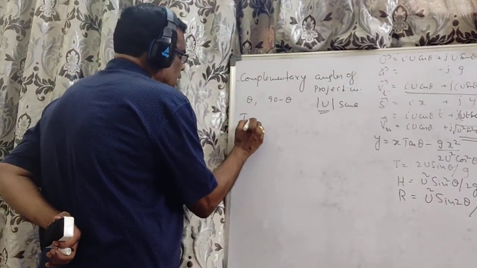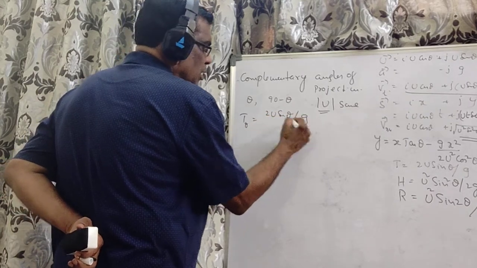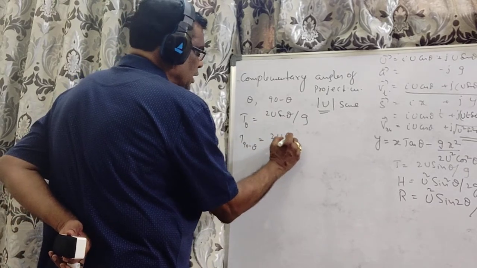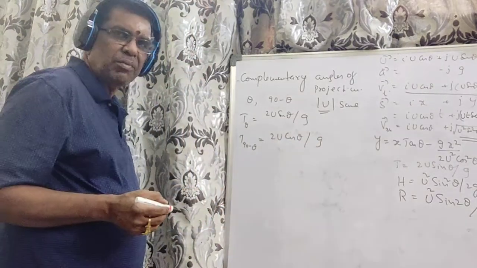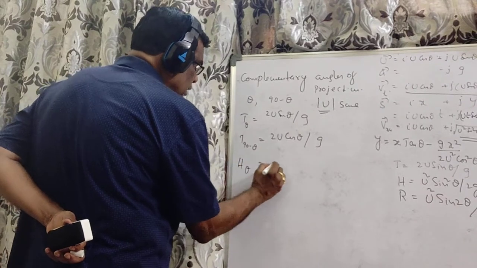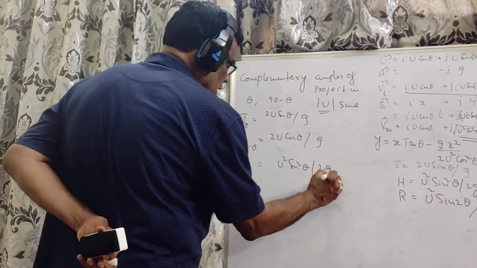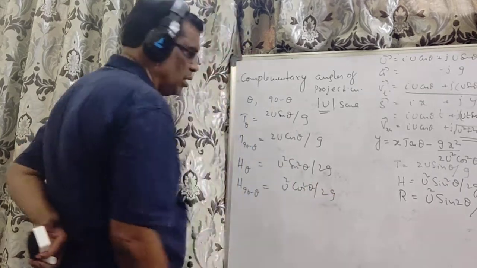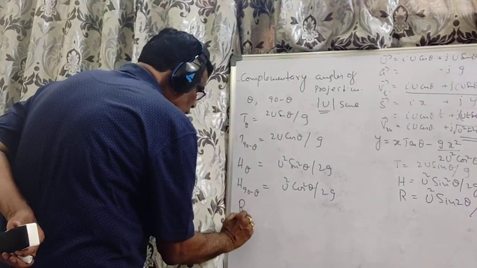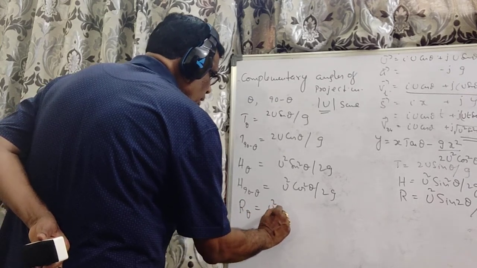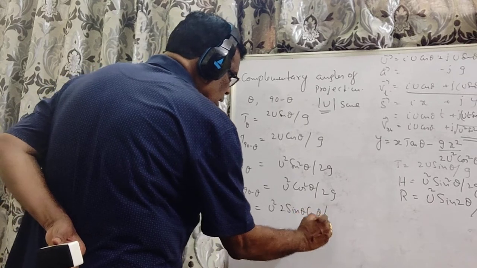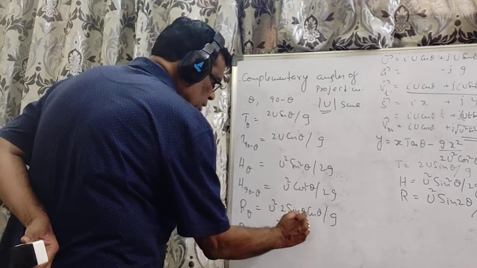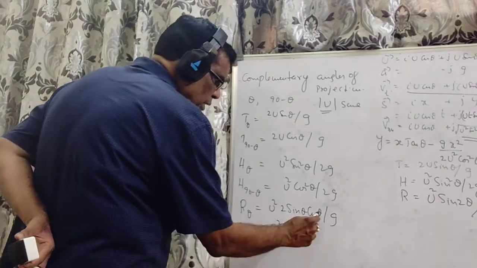What is T theta? 2u sin theta by g. What is T 90 minus theta? To you, sine 90 minus theta becomes cos theta. You got this? In a similar way, H theta is u square sine square theta by 2g. H 90 minus theta is u square cos square theta by 2g. In a similar way, R theta is u square sine 2 theta, which is 2 sine theta cos theta by g. R 90 minus theta is u square 2 sine 90 minus theta cos 90 minus theta, that is cos theta sine theta.